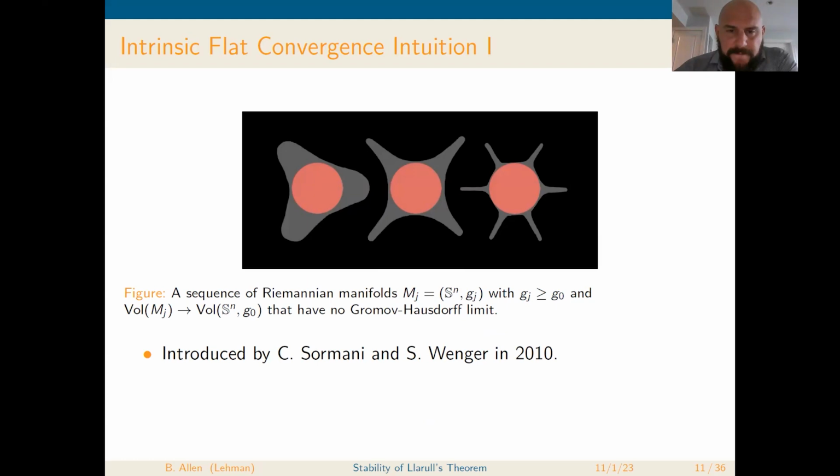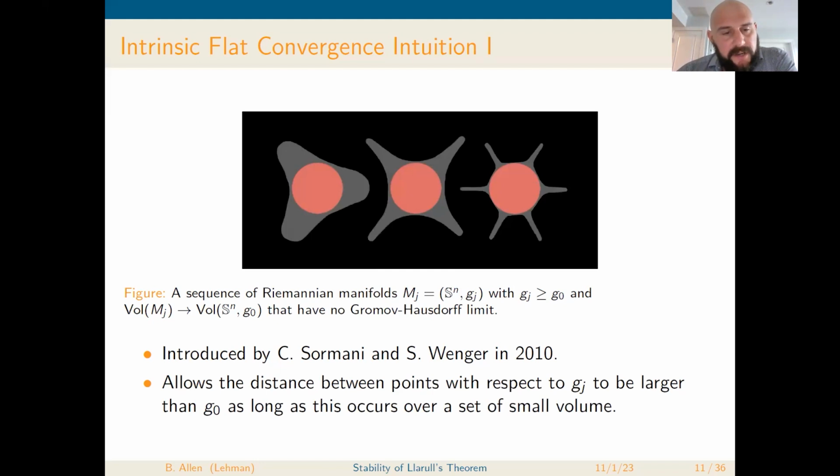This is a depiction of Ilmanen's example. You have this red round sphere in the back, and then you have this manifold that's developing more and more splines, but the splines have small volume, and they satisfy this Lipschitz condition. You can do that explicitly. They have no Gromov-Hausdorff limit, but they will have an intrinsic flat limit. This was introduced by Christina Sormani and Stefan Wenger in 2010.